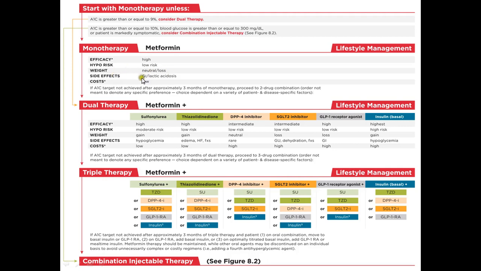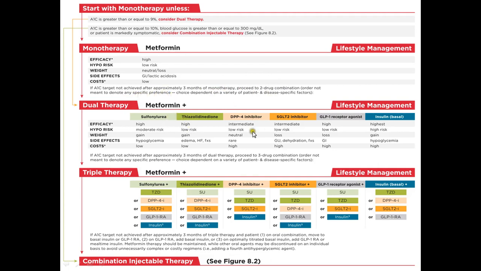The main side effect is gastrointestinal, so it causes GI disturbances. Lactic acidosis is also mentioned, and it has not been seen that much, but it can cause lactic acidosis. If A1C is not achieved with metformin for 3 months of monotherapy, then you do a 2-drug combination. Order is not meant to denote any specific preference.